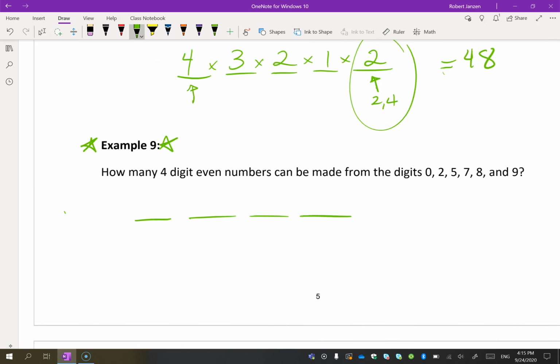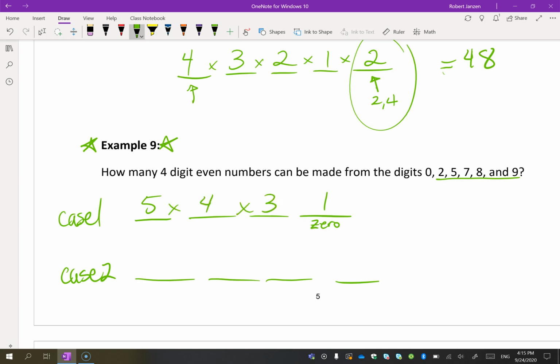What you have to do is consider 2 cases. Case 1 or case 2. Case 1, we're going to use 0 here. So we're going to use that 0, that's our one choice. This is going to allow us to use any of the other 5 numbers here, and then 4 numbers, and then 3 numbers. Okay, and so that's going to be 60 ways.